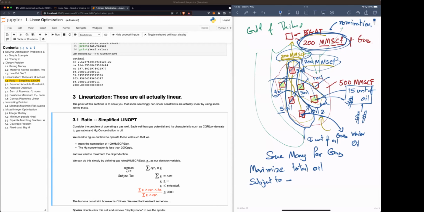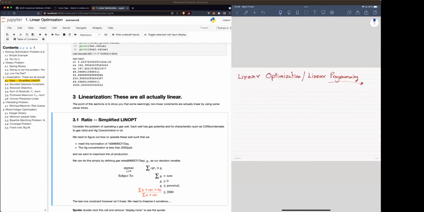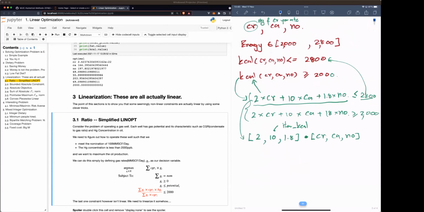So subject to nomination, the 200 mmSCF. I put 100 in the sheet, but that's the idea. Subject to the maximum amount you can produce.